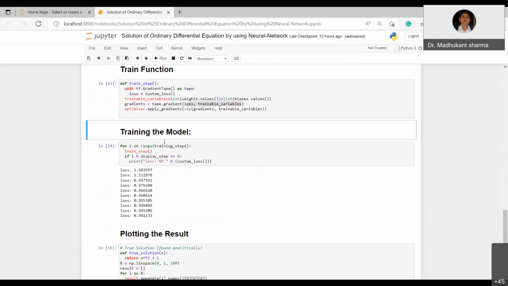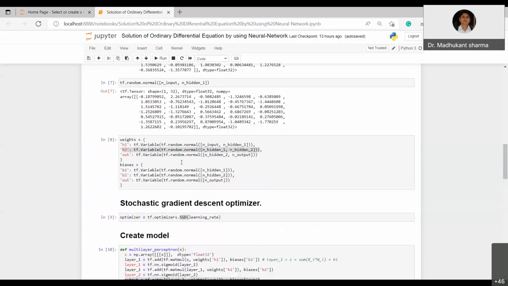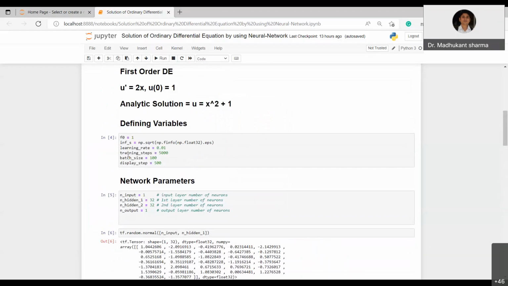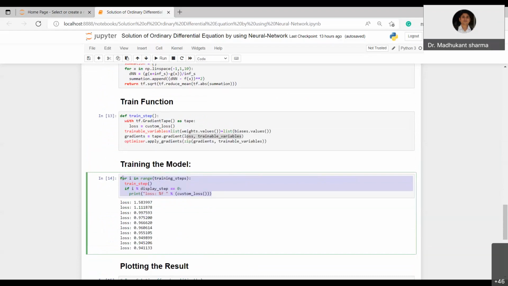Now we come to the point of training the model. Our main point is training our model. So let's see here: for i in range of training steps. The training step count is already defined here; it is 5,000. So our i is in range of 5,000. And the train step is called from that cell 13, where it is already defined.